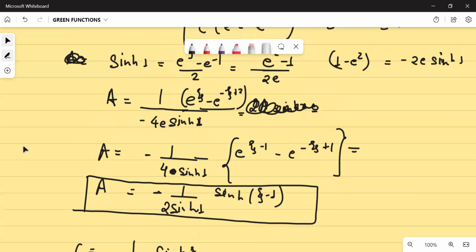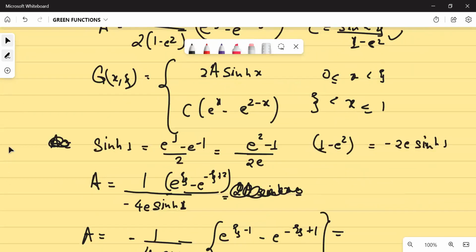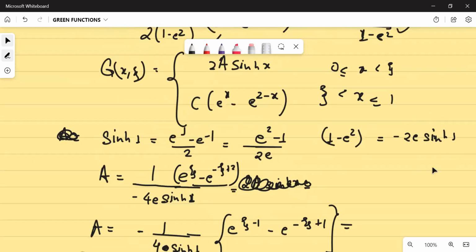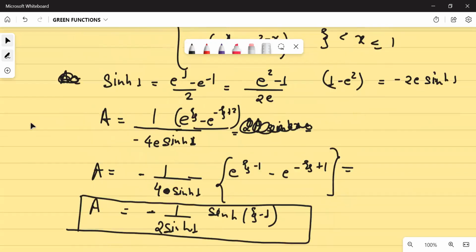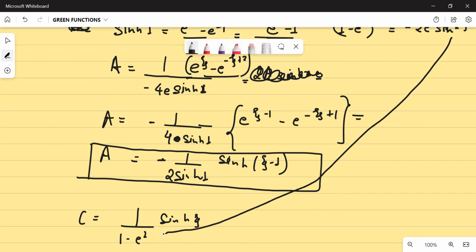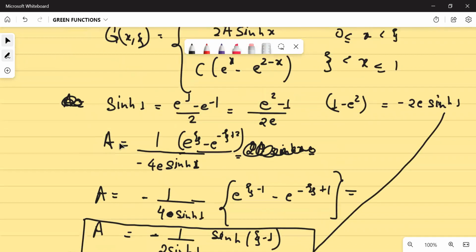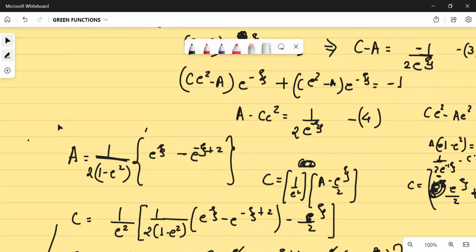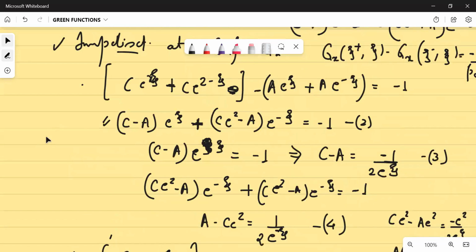Something like sine hyperbolic zeta square. So you can write 1 minus e square in the format of sine hyperbolic 1, and eventually you will get this as the answer. Is that clear to you? If you write it in terms of sine hyperbolic, you can replace this particular thing here. Is that clear to you? So overall, this forms the solution of your inhomogeneous differential equation. So this is your Green's function. Is that clear? Yes, sir.